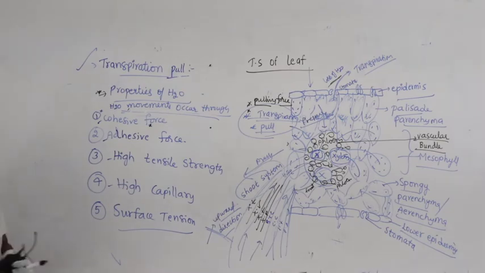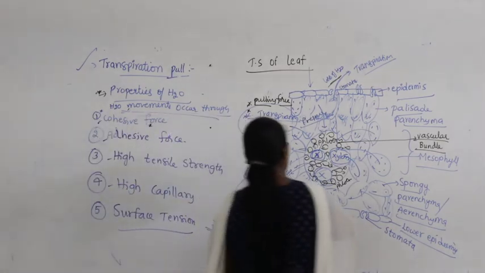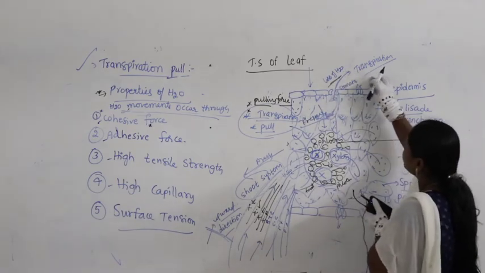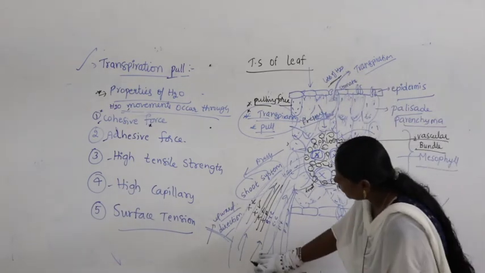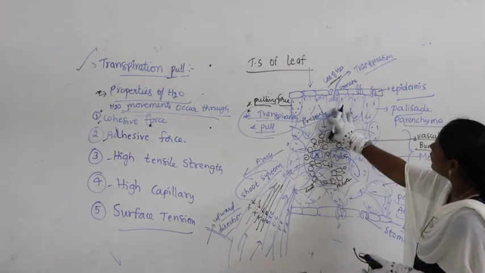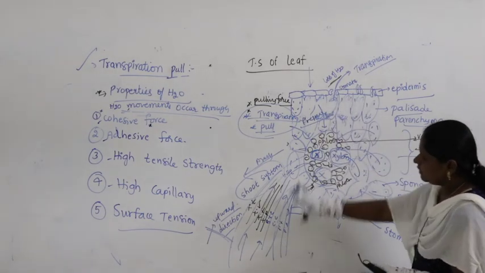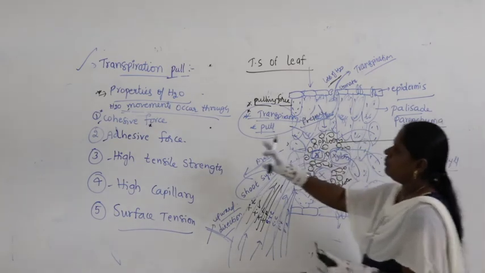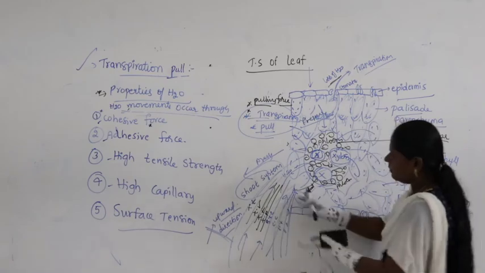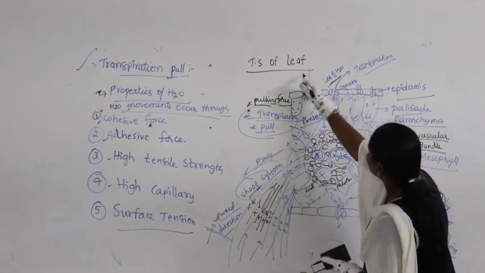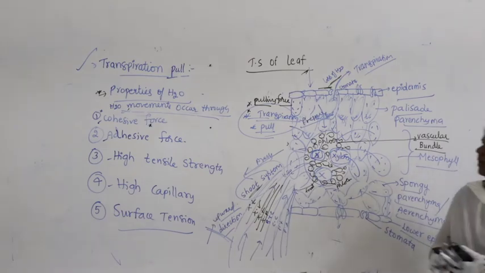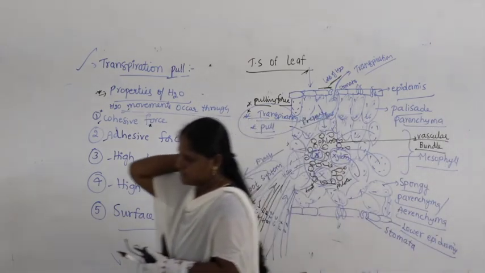That means when water is moving from the shoot system to the mesophyll cells of the leaf and is lost by transpiration, in the movement from the shoot system to the leaf, and from the vascular bundle of the leaf to the mesophyll, water movement occurs through these properties. These are the properties with which water moves from the shoot system to the leaf until it is lost by transpiration. Now let us discuss the properties of water.